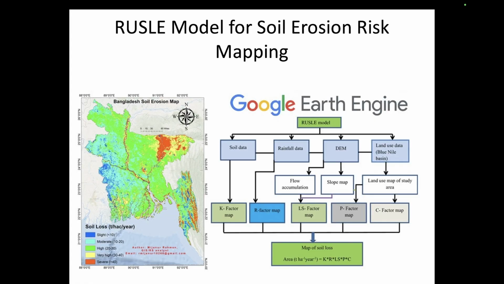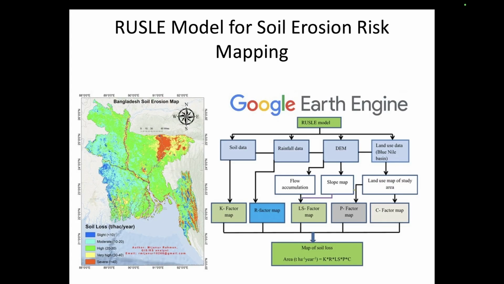In the RUSLE model, we use some data factors that we need. We need the soil data, then we need the rainfall data. We also need the DEM data, and then we need the land use data. So this type of data we need.